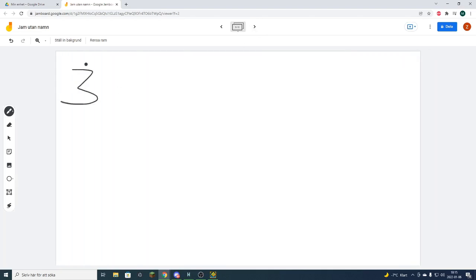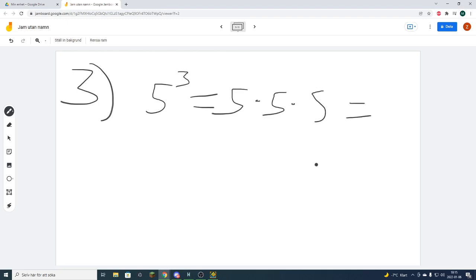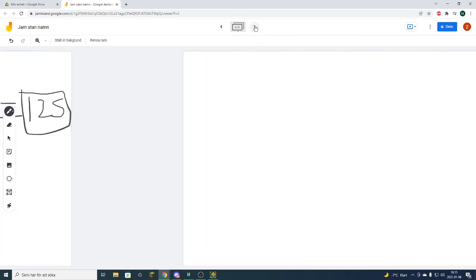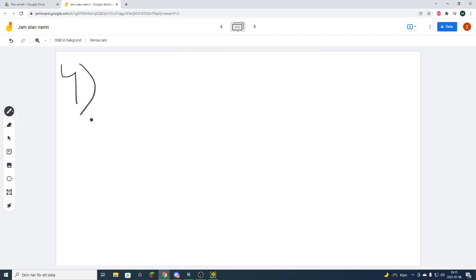Question number 3, also not that hard. It's 5 to the third power, which most of us probably know is the same thing as 5 times 5 times 5, which you could probably calculate is equal to 125. So yeah, but it gets worse. Let's go on to question number 4.